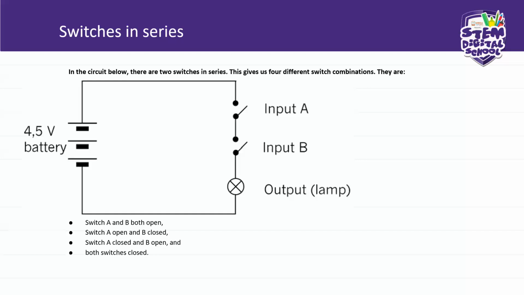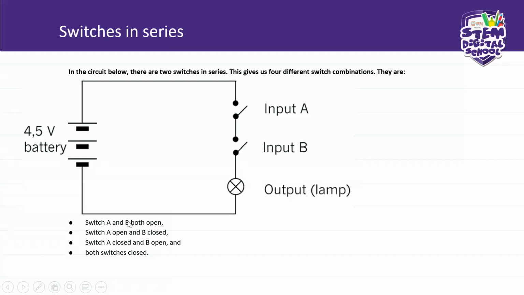Now let us look at a series connection of switches. You have your battery there, and you have your switch there, and there's your output component. The output component in this circuit is a lamp. We know that output components can be other components, not only a lamp, but we like using the lamp. Right, let us look at this circuit.